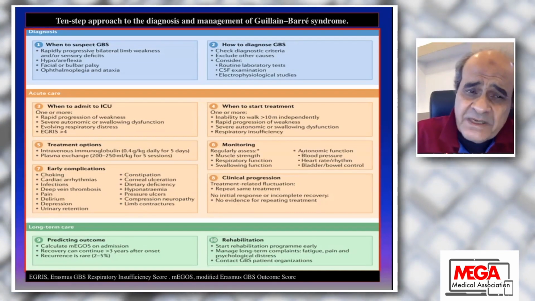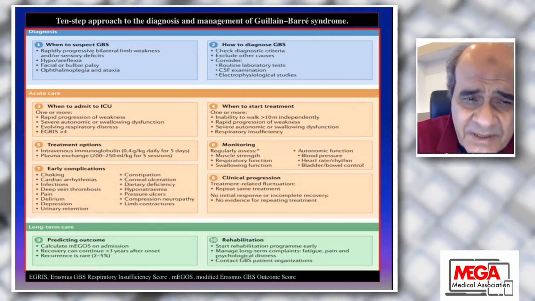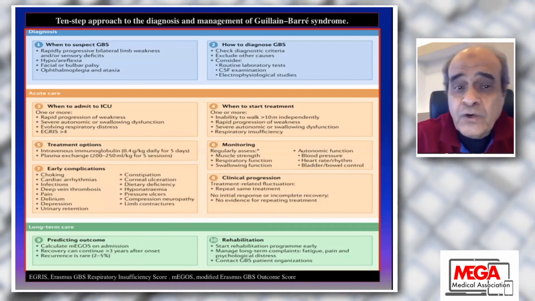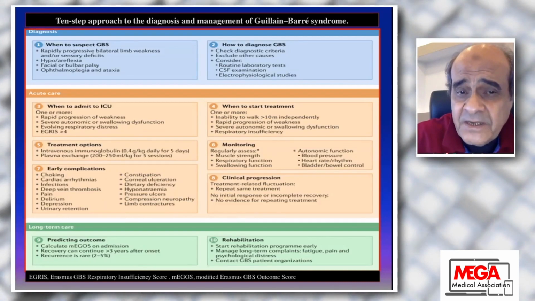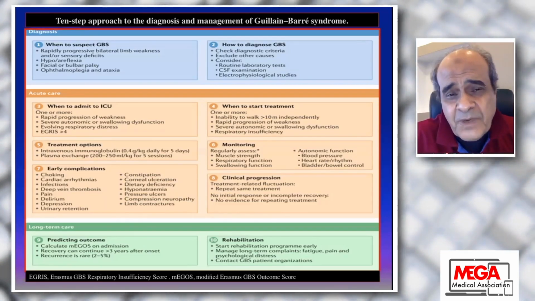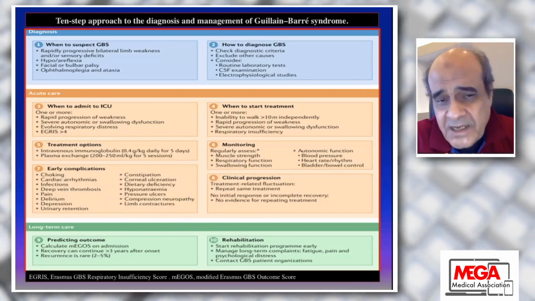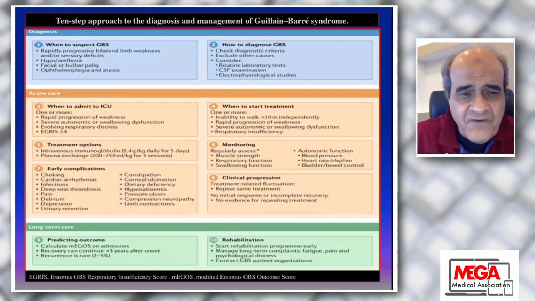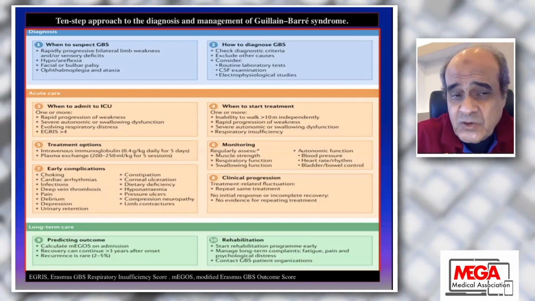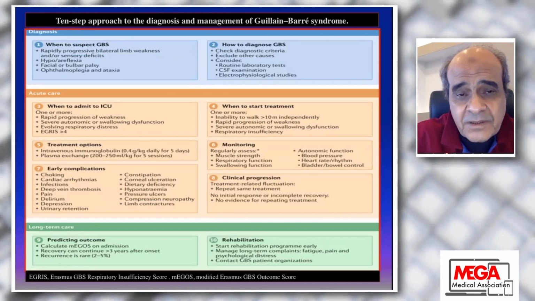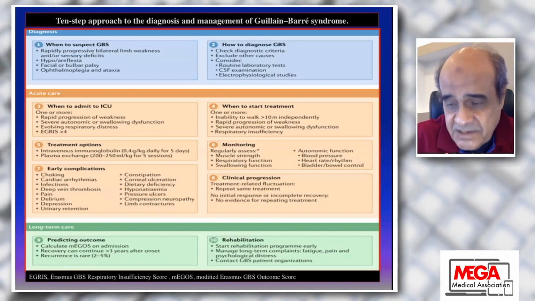Treatment options in Guillain-Barré syndrome, as we know, are limited and restricted to intravenous immunoglobulins, 0.4 gram per kg daily for 5 days. For children, we can give this dose over 2 days, not 5 days. Some prefer it over 2 days and some prefer over 5 days. Plasma exchange also, the dose is 200 to 250 ml per kg for 5 sessions.